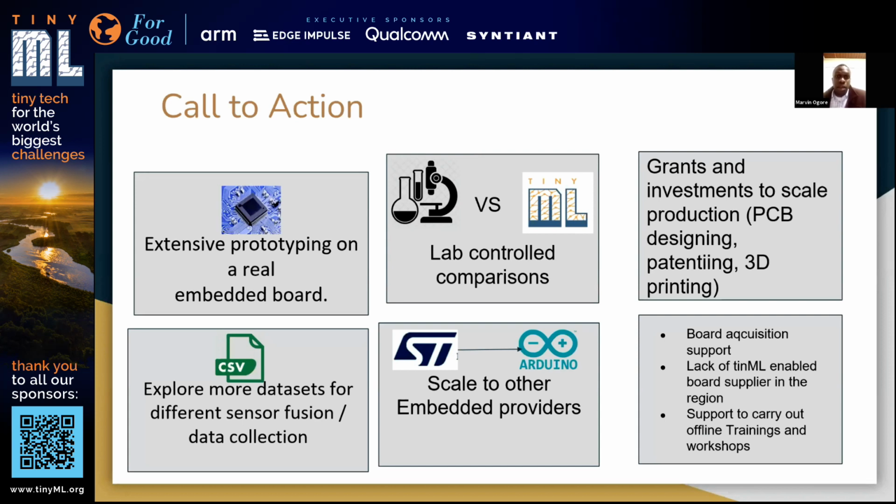So we have a company that we started called tinyAI Solutions, based in Rwanda, that will be able to be partnered in these solutions. Thank you so much for your time. That is all I have for this session.